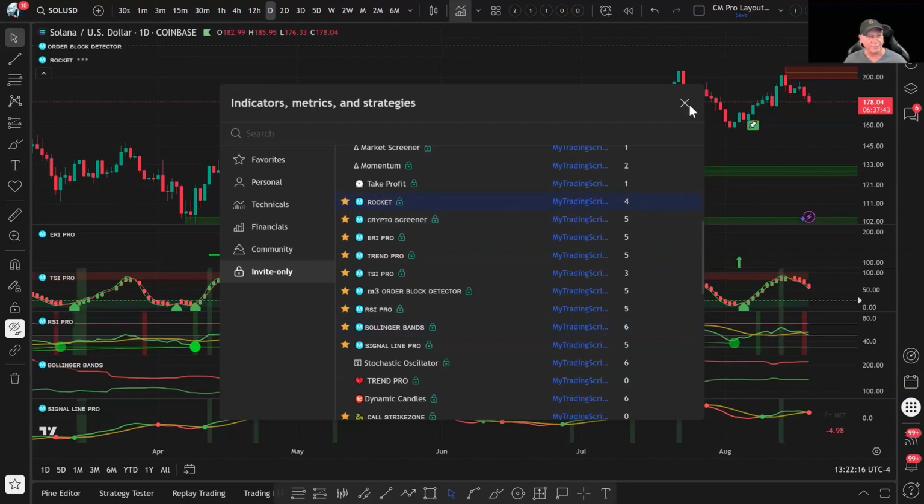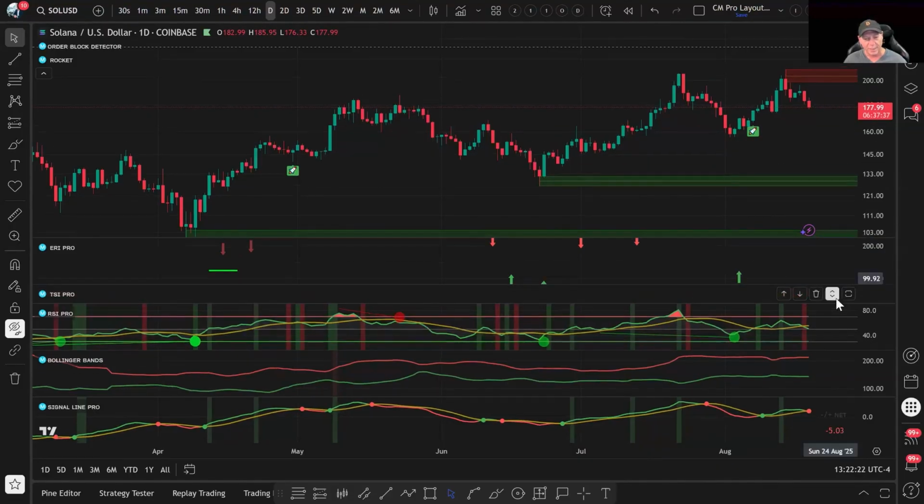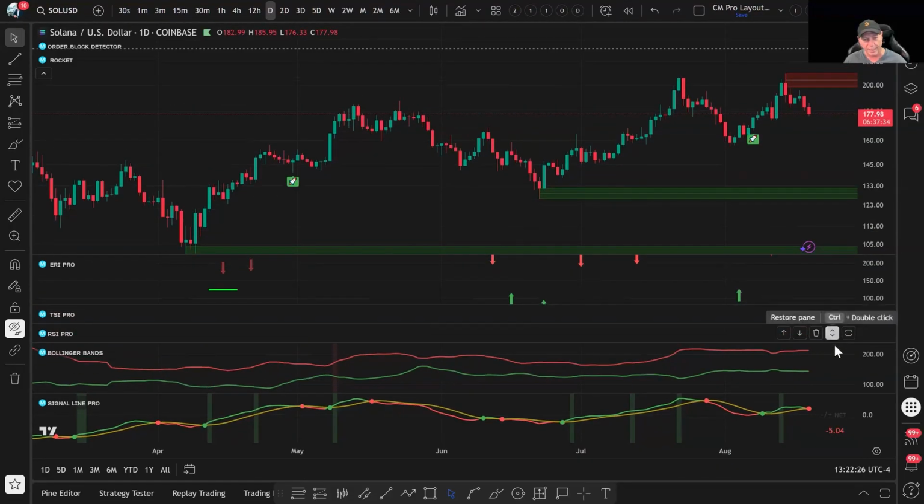And then the rocket. I'll leave the screener off for now. So first things, you see the ERI right here. And you can hide these, by the way, with these little down arrows. Let me just hide all these so it's clear. I'll do that one next.